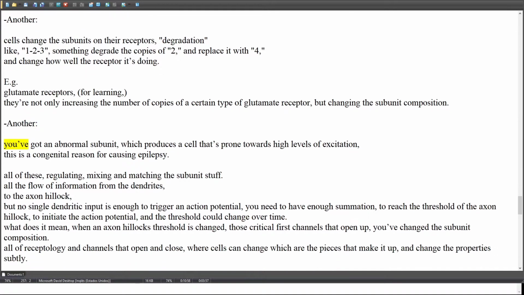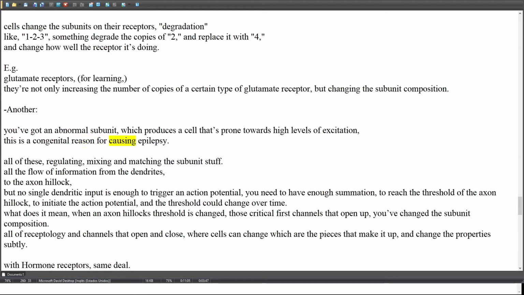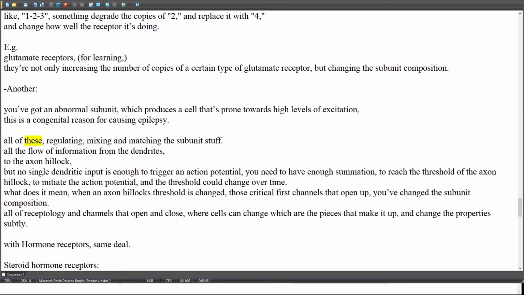Another. You've got an abnormal subunit, which produces a cell that's prone towards high levels of excitation. This is a congenital reason for causing epilepsy. All of these: regulating, mixing and matching the subunit stuff.